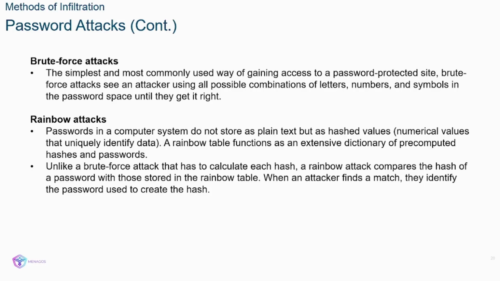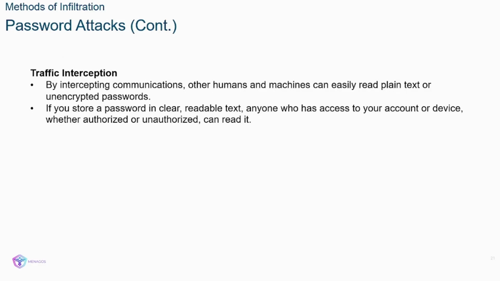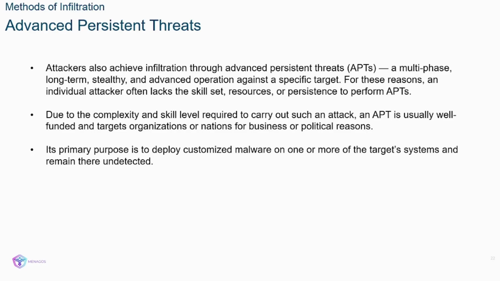Rainbow tables use precomputed hash values to speed things up, and if passwords aren't encrypted, attackers can just read them as plain text. Key point: if traffic or storage is unencrypted, anyone on the wire or with device access can read the password in plain text. Defend by enforcing HTTPS or TLS, using a VPN off network, never storing passwords in notes, using a password manager, and enabling MFA.